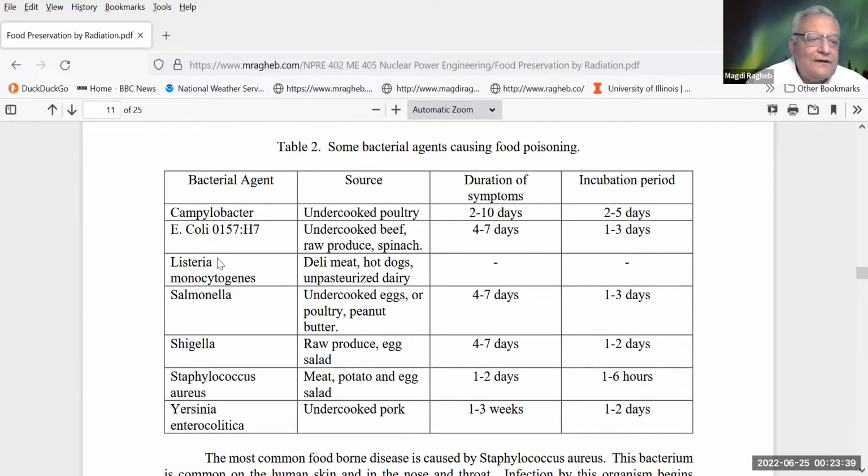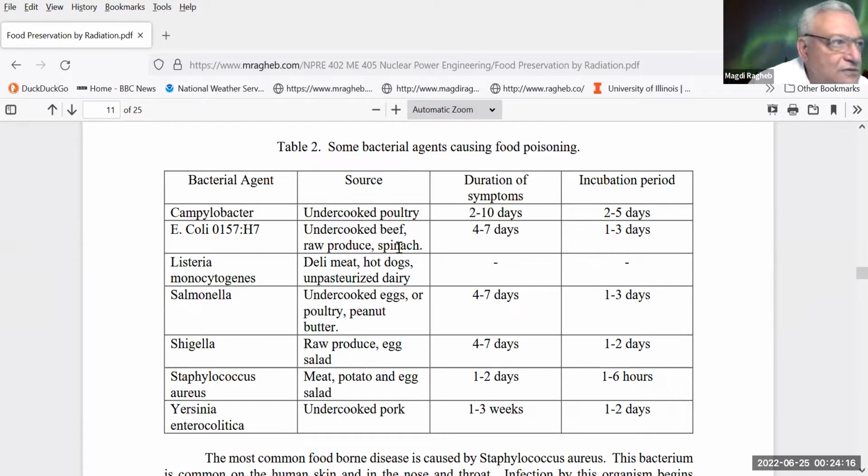So let's learn a little bit about all of these so that we can protect ourselves, our families, and our friends. The Campylobacter happens in undercooked poultry. So if you cook poultry, please cook it thoroughly. You can get sick for 2 to 10 days, and it takes 2 to 5 days incubation. You won't feel sick until 2 to 5 days. The E. coli O157:H7, that happens in uncooked beef, raw produce, and particularly in spinach. Why does it happen in spinach?